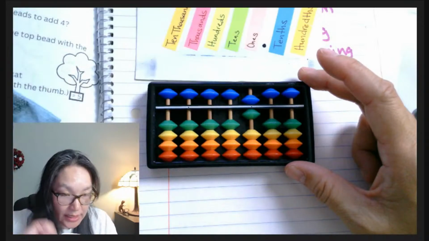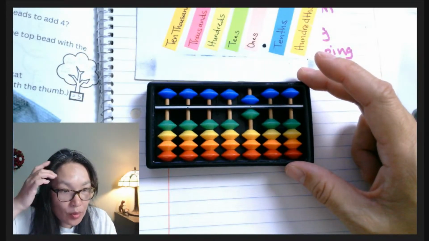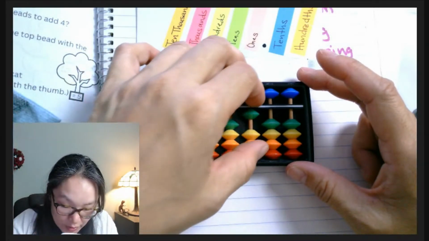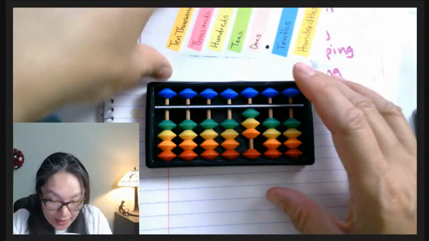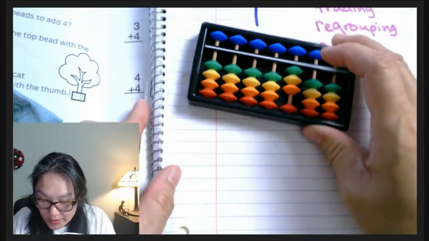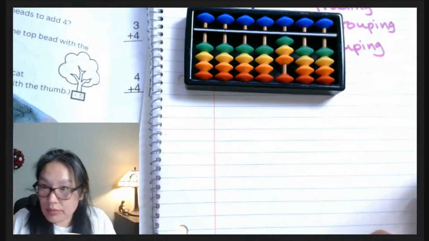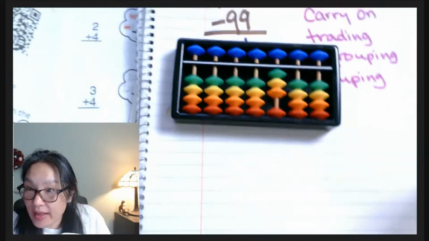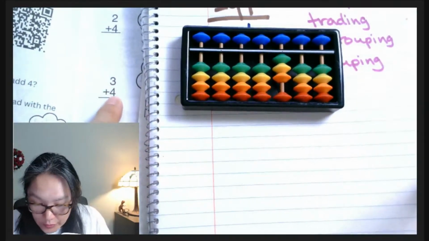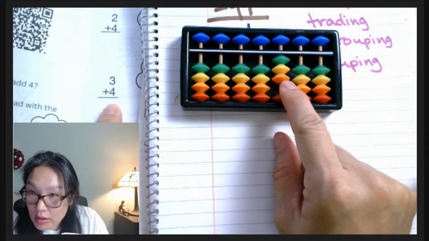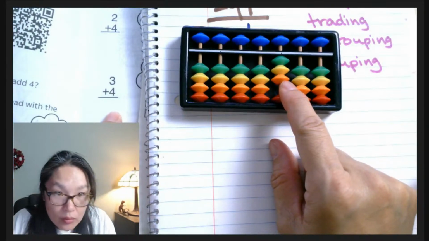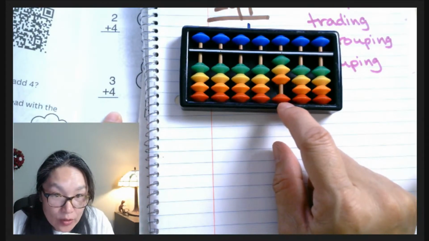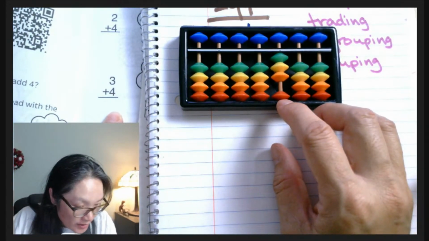Now the question is, when you first came on board, what happens when you don't have enough? If I have 3 and my question is 3 plus 4. Can you see that? 3 plus 4. 3 and I want to add the 4. Well, how do I add the 4? I can't add the 4. I don't have enough beads to add the 4. So what's going to happen?